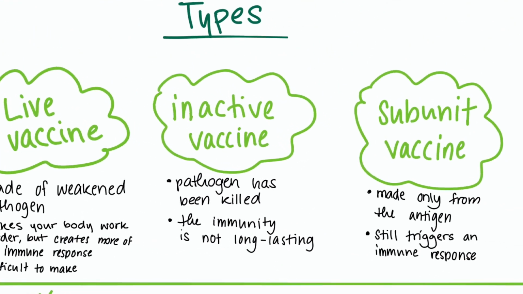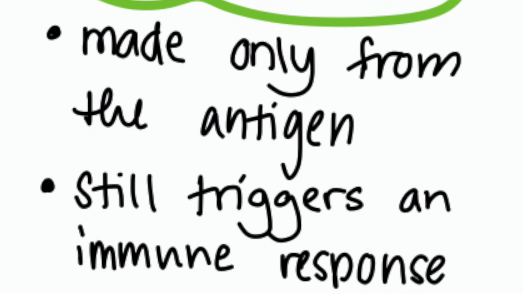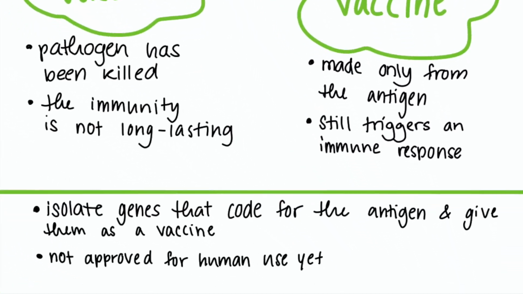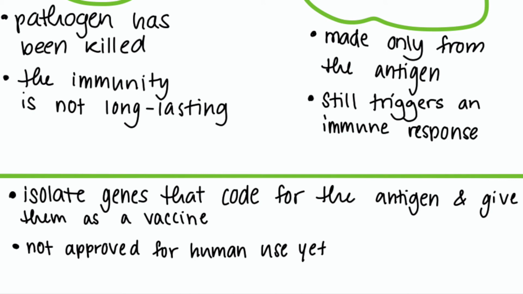Now we'll talk about the subunit vaccine. It's made using only the pathogen's antigen, because that's all that's really needed to still trigger an immune response. Then finally, there's the DNA vaccine. This is where genes that code for the antigen have been isolated and are administered to the patient through a vaccine. This, however, has not yet been approved for human use.